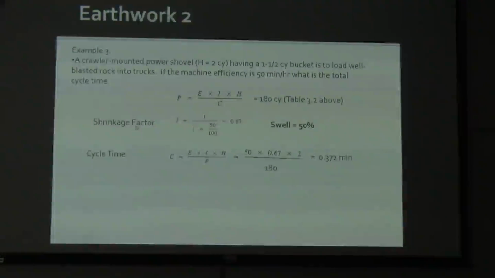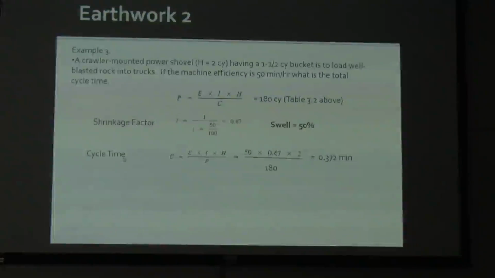Well, the swell we're using is 50% for this type of material, the blasted rock. So we determine our shrinkage factor is 0.67. Based on table 3.2 above, which we looked at earlier, our production will be 180 cubic yards. We're looking at the total cycle time here based on this particular equation.